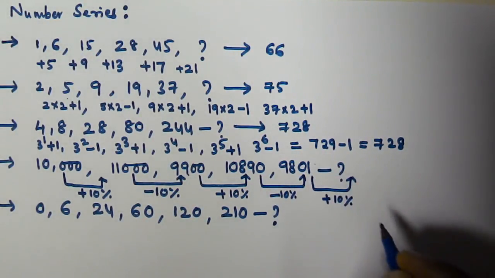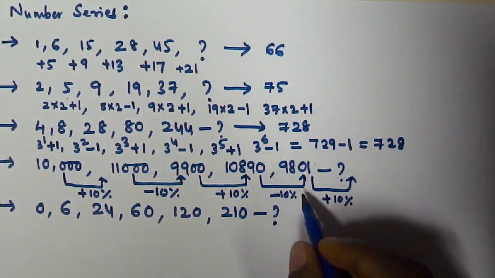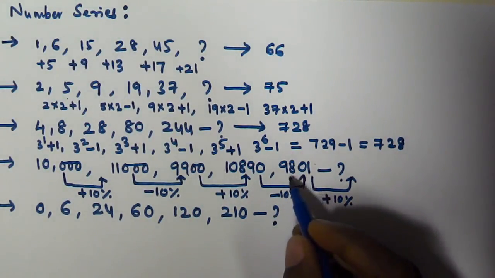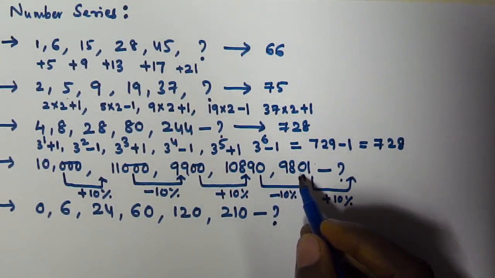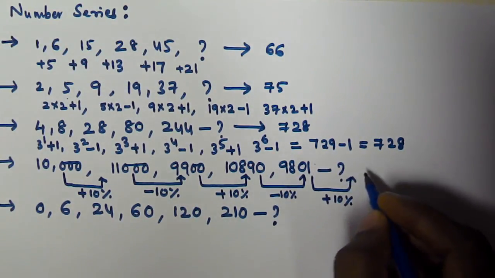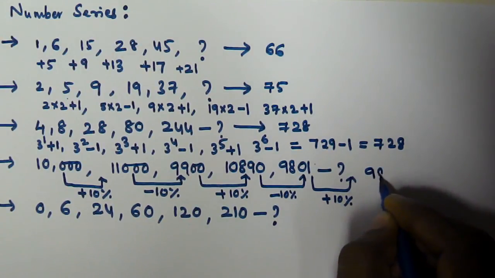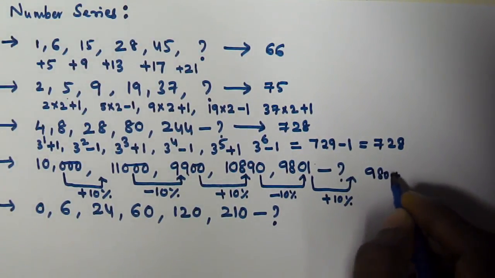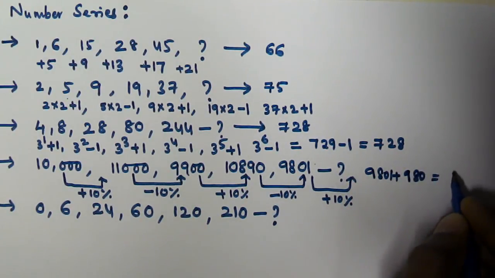So for the next number we will get, we find the 10 percentage of this number and we add the 10 percentage to this one, right? So what is the 10 percentage of 9801 going to be? So that is approximately going to be 980. Okay. So then we add 980 to this one. So 9801 plus 980.